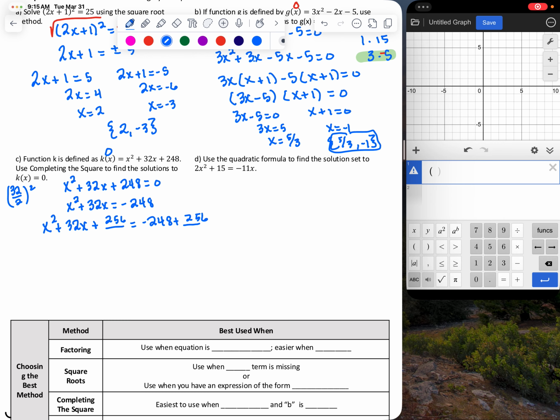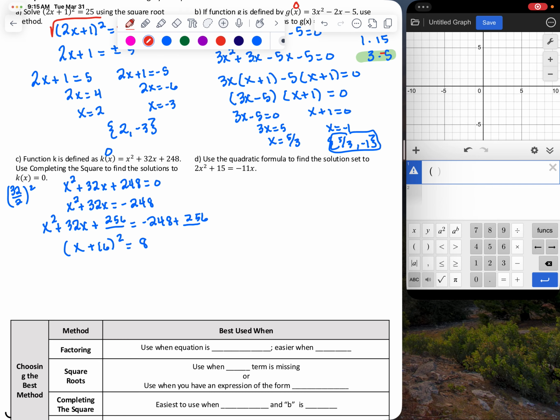Now, once you have a perfect square trinomial, now you can factor it. So the square root of x² is x. The square root of 256 is 16. And then -248 + 256 would be positive 8.